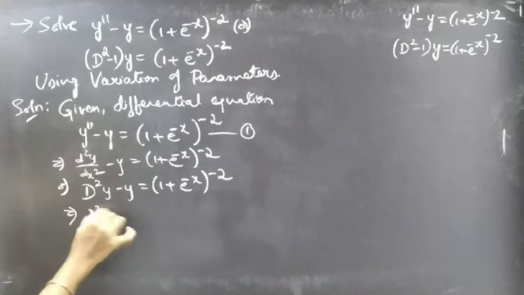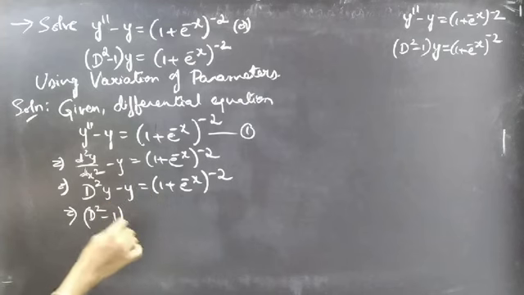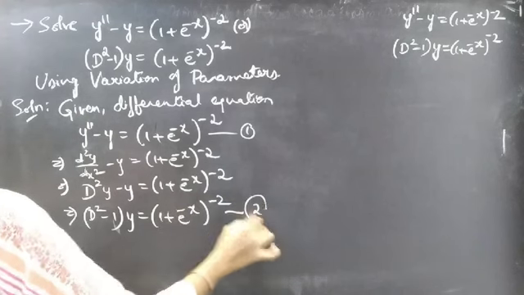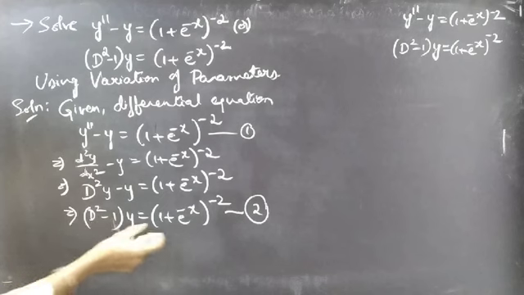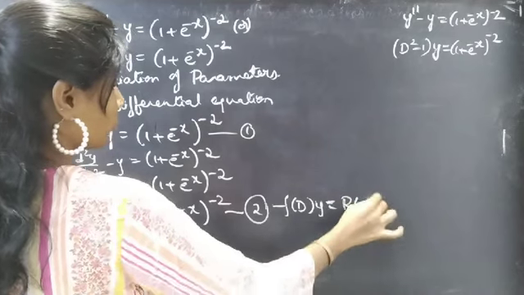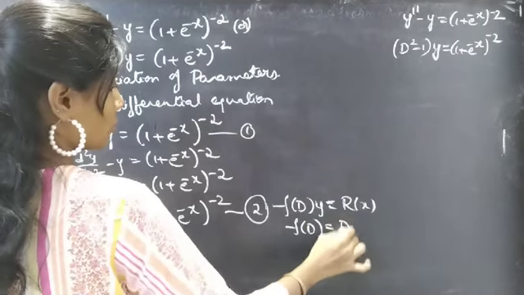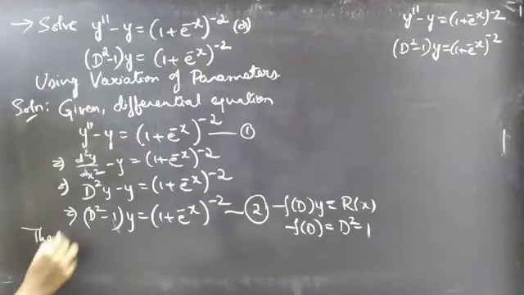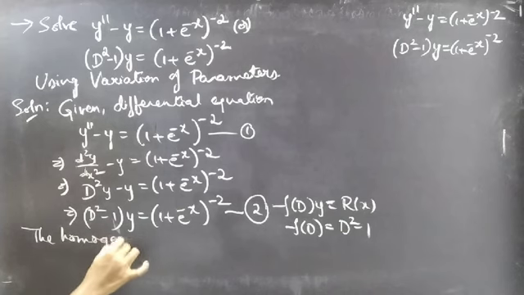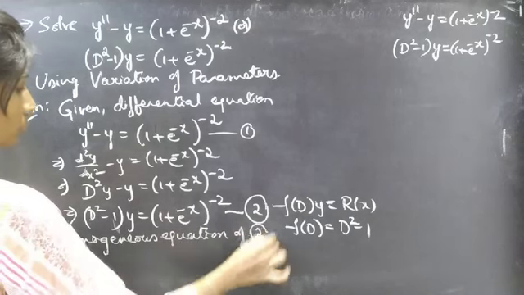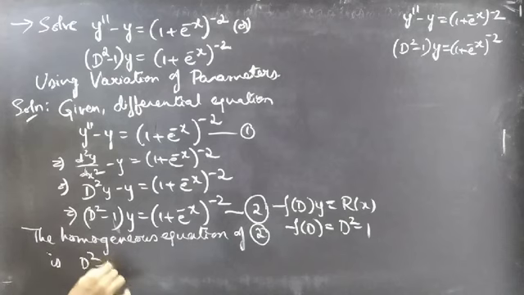Now take y common from the two terms of the LHS. We'll get (D square minus 1) y equal to the RHS part. Consider this as equation number 2, which is an operator form, say f of D into y equal to some function of x, where f of D is D square minus 1. Let's now write the homogeneous equation of equation 2: (D square minus 1) y equal to 0. Consider this as equation number 3.